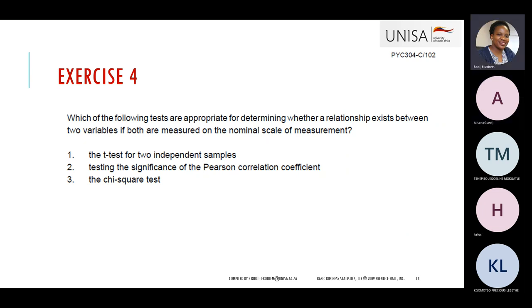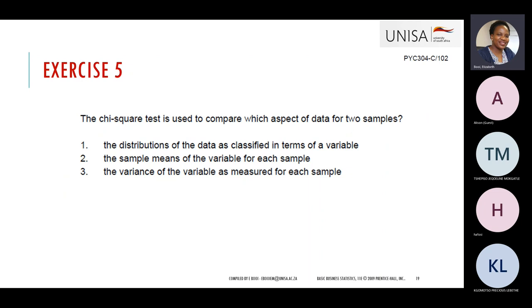Yes, it is number three. It is a chi-square test. The chi-square test is used to compare which aspects of the data for two samples? One, the distribution of the data as classified in terms of a variable, and that is a key one. Two, the sample means of the variable for each sample. Three, the variance of the variable as measured for each sample. The keyword is classified.